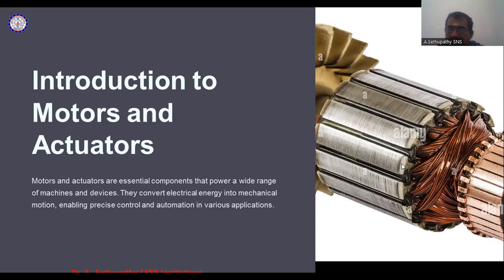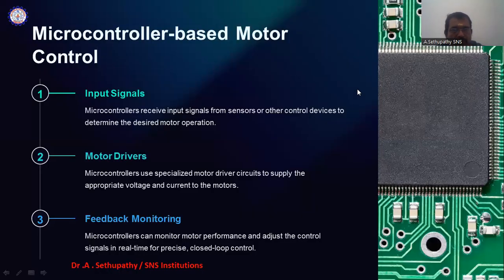Any machine or equipment is connected with actuators. Without actuators, there is no motion. So how the motors and actuators are connected in Internet of Things IoT systems used in the industries, this is the topic we discuss. So, microcontroller based motor control. Motors and actuators are controlled by the microcontrollers that we use in Internet of Things applications in the industries.